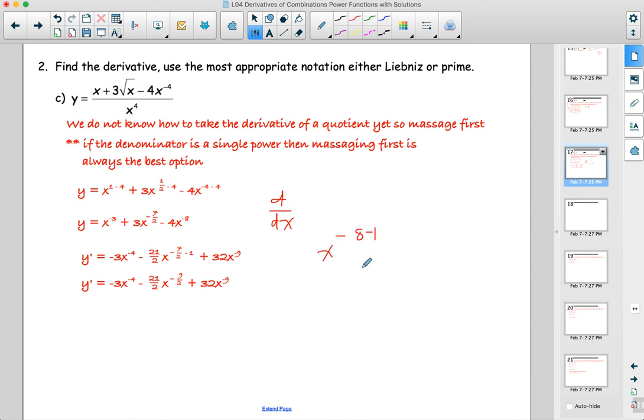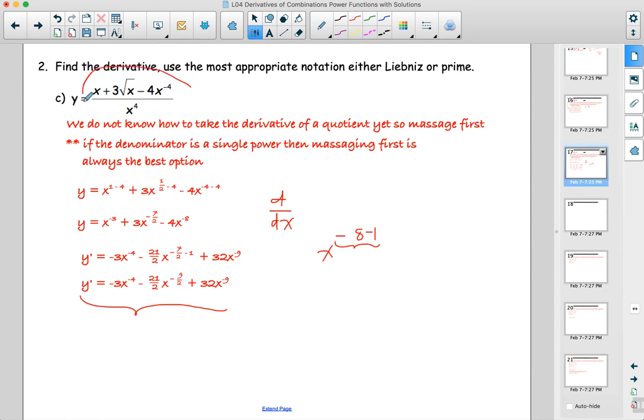If you accidentally wrote negative 7, you wouldn't get credit for that. If you wrote negative 8 minus 1 and then wrote negative 7 on the next line, you would get partial credit because at least this part is right. Now, negative 7 over 2 minus 2 over 2 is negative 7 minus 2 over 2, which is negative 9 over 2. So in the end, the derivative is negative 3x to the negative 4 minus 21 over 2 x to the negative 9/2 plus 32x to the negative 9.